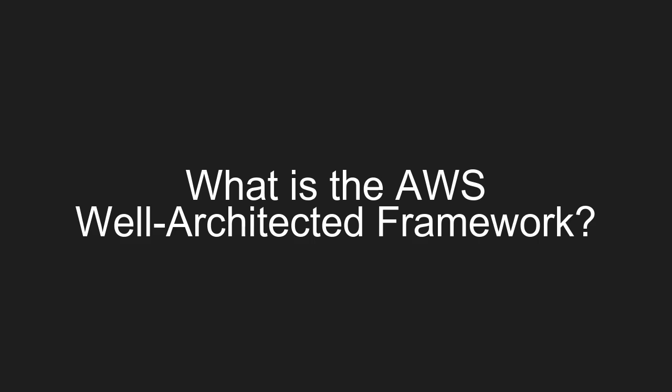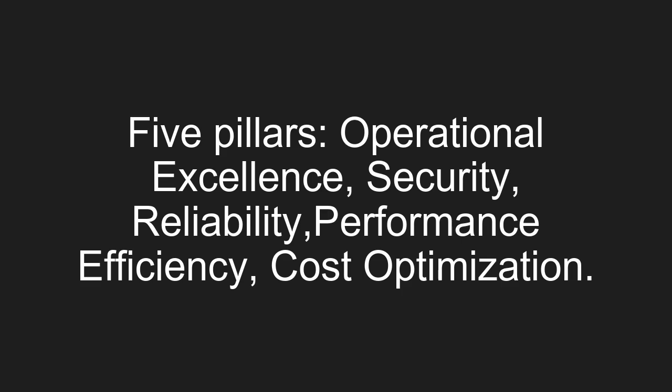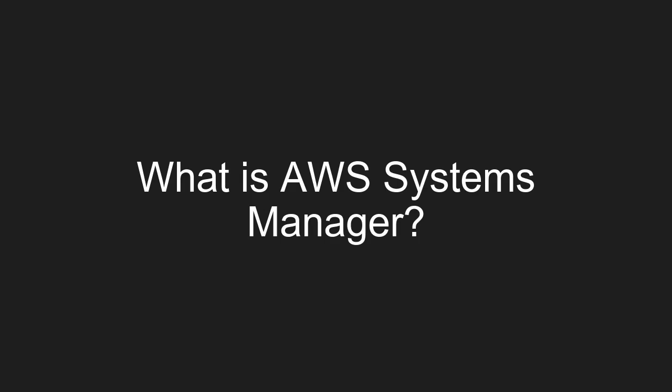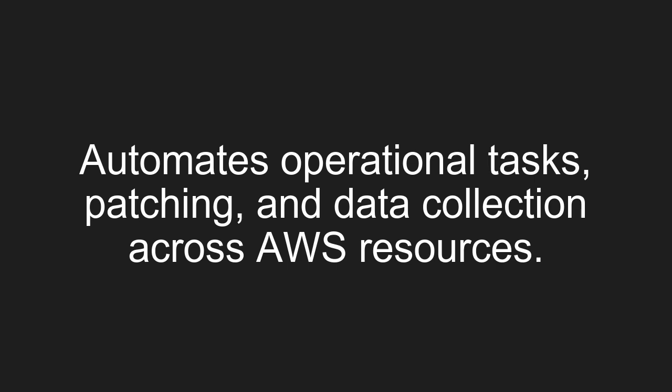What is the AWS Well-Architected Framework? 5 pillars: operational excellence, security, reliability, performance efficiency, cost optimization. What is AWS Systems Manager? Automates operational tasks, patching, and data collection across AWS resources.